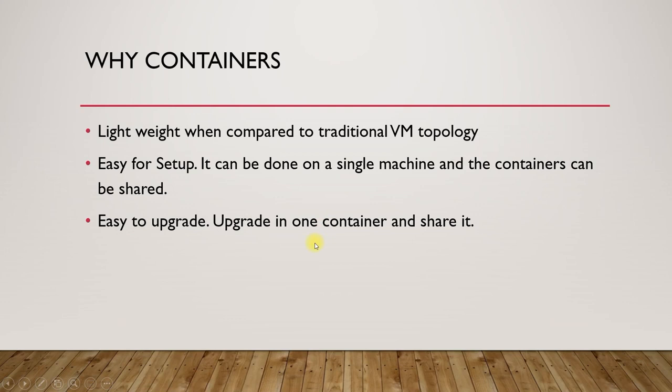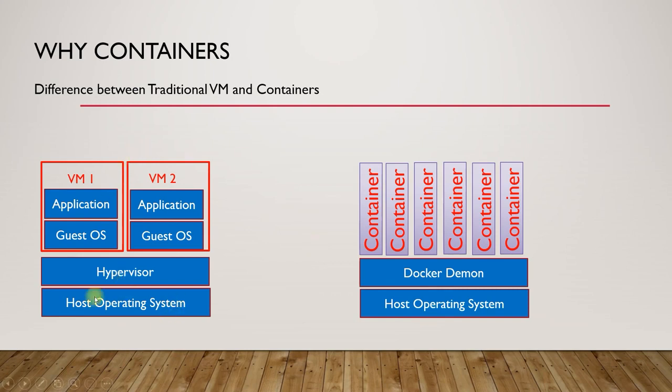So let us see the difference between a VM and a container. This is the traditional way. As we discussed previously, for a VM we have the host operating system, hypervisor, and guest operating system with the application. In that way, we can have multiple VMs. But once you start looking into containers, you have the host operating system and the Docker daemon, and on top of that you have containers. You can have multiple containers, and they are very lightweight.